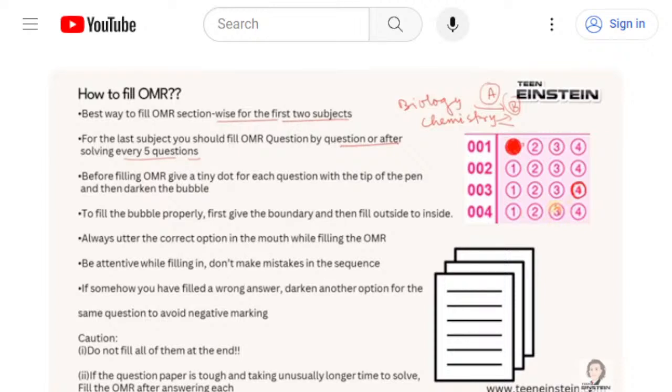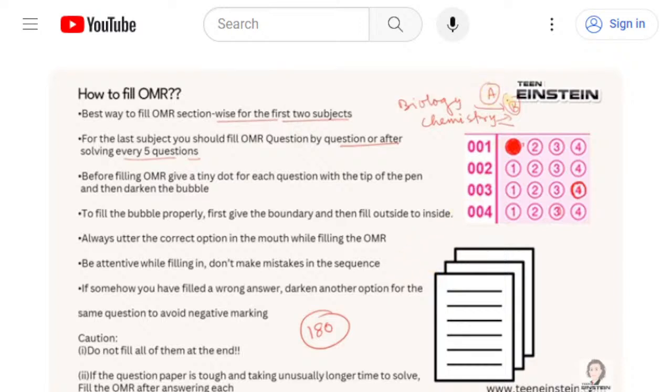Okay, and the caution is that you should not fill the OMR sheet at the end. Filling all 180 questions at the end is really very, very risky. Sometimes you may take longer than your allotted time to answer the questions, and in that case, even if you answer a good number of questions, if you are not able to fill it properly, then you are losing marks.